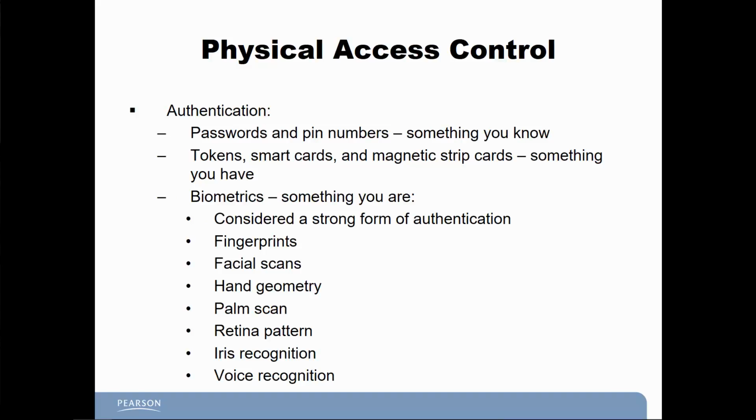Authentication could be something you are, something you know, or something that you have. So something you know could be your password. Something you have could be like a smart card or token. Biometrics could be things like a fingerprint, retinal scan, face scan, voice.